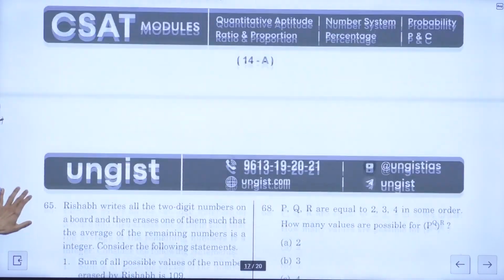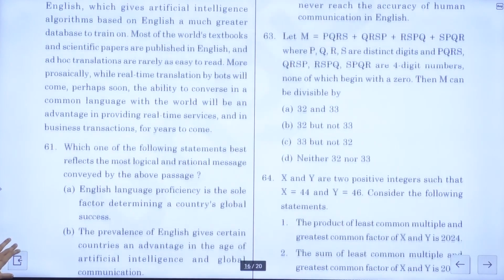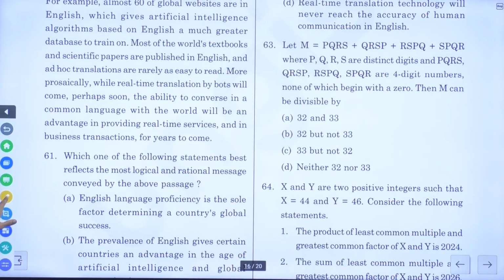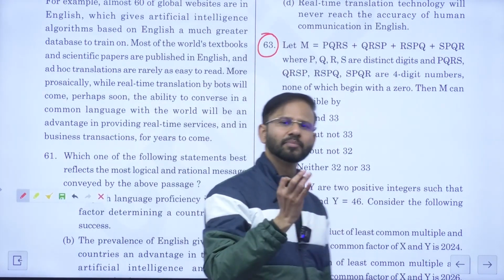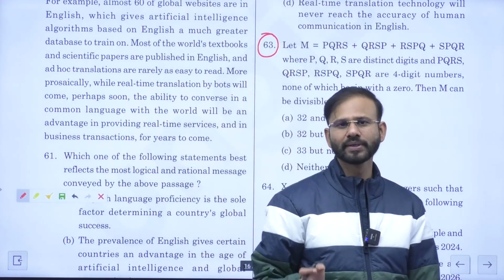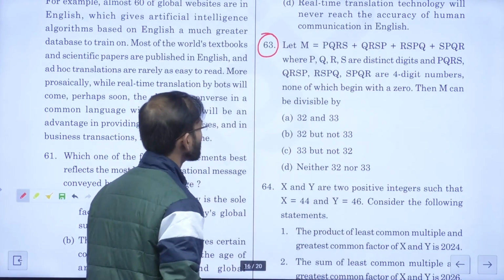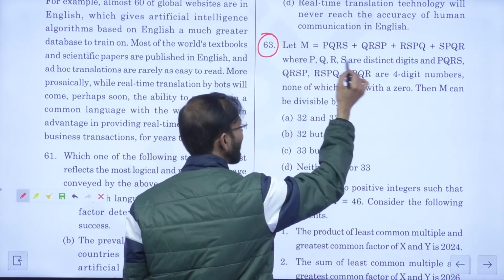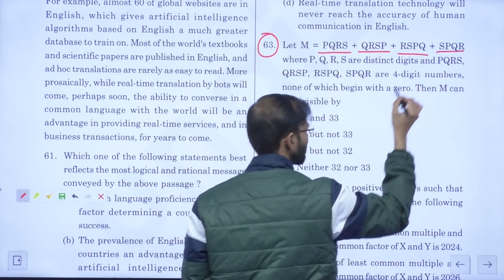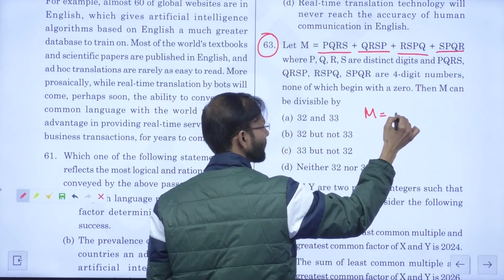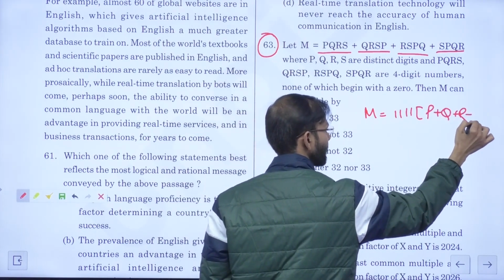After that guys, question number 63 is really a good question. Why? Because this question completely resembles PYQs. This is a very good question guys, right? So here, when you add PQRS, QRSP, and so on, M will become 1111 times P plus Q plus R plus S, right?